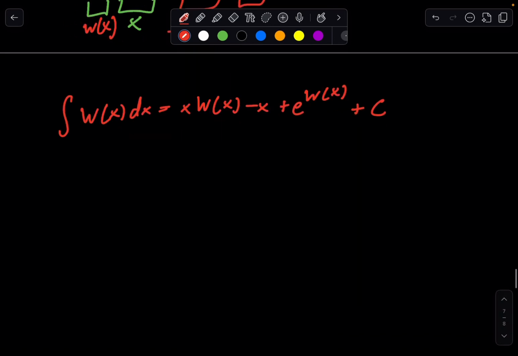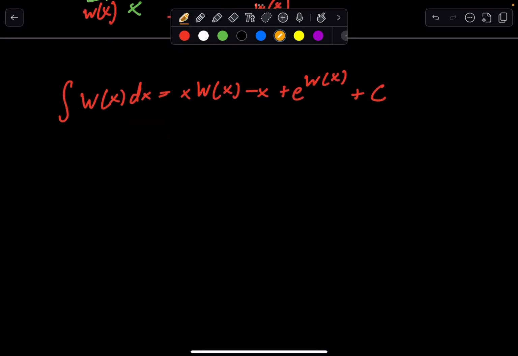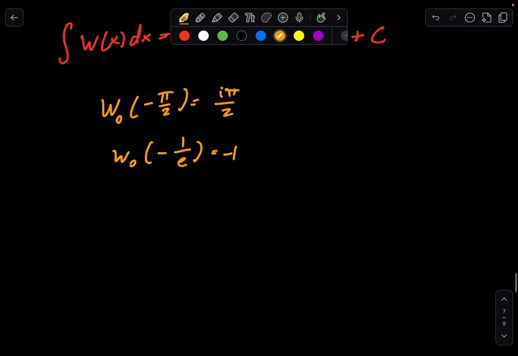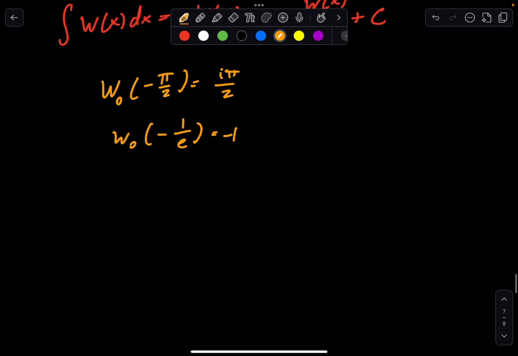Now, lastly, to close off, I will just mention a few special values of the Lambert W function. These are on the Wikipedia page as well. You guys can check that out. I'm not going to be proving them, but they're just handy things to know. Lambert W on the principal branch of negative pi over 2 is i pi over 2, believe it or not. Lambert W of negative 1 over e is equal to negative 1, and this one should make sense because we discussed the domain. There are some other pretty cool ones as well. I encourage you to check them out.